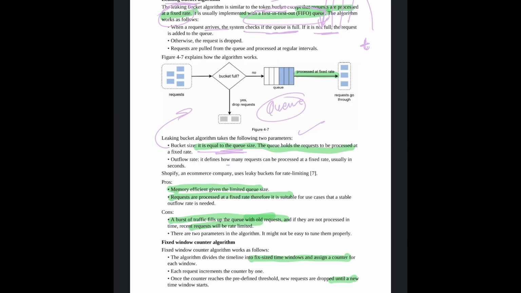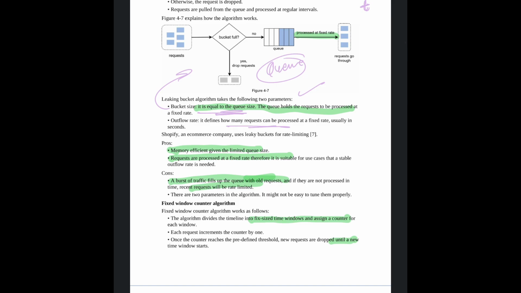And outflow rate, how many requests can be processed at a fixed rate. So what is the best thing here, that the requests are processed at a fixed rate, unlike the token bucket algorithm, where it was happening that in 1 millisecond all the requests were getting processed. But what's the issue here?